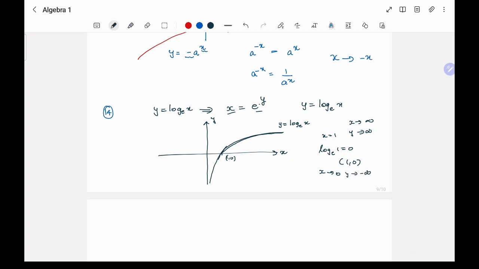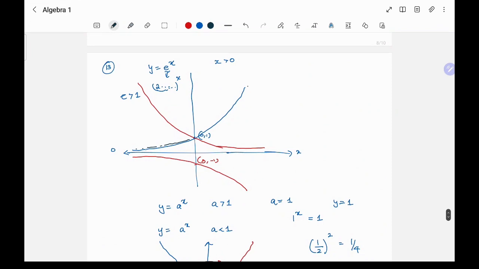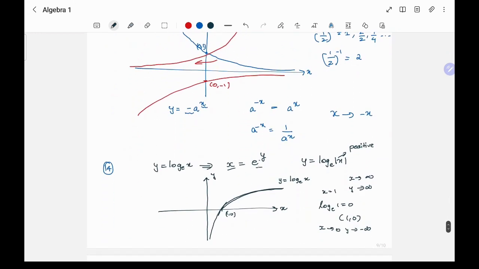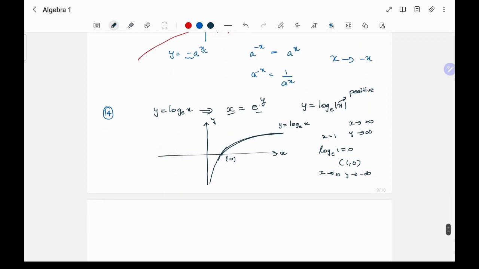So again, what is the problem here? It is only defined for positive x. Alright, so we usually define it as log of modulus of x. Again, why is it so? Because x equal to e power y. If you see, for y equal to e power x, y was only positive. So when we take the inverse, since logarithm is the inverse of the exponential function, we need to restrict the domain, which is only the positive real numbers.